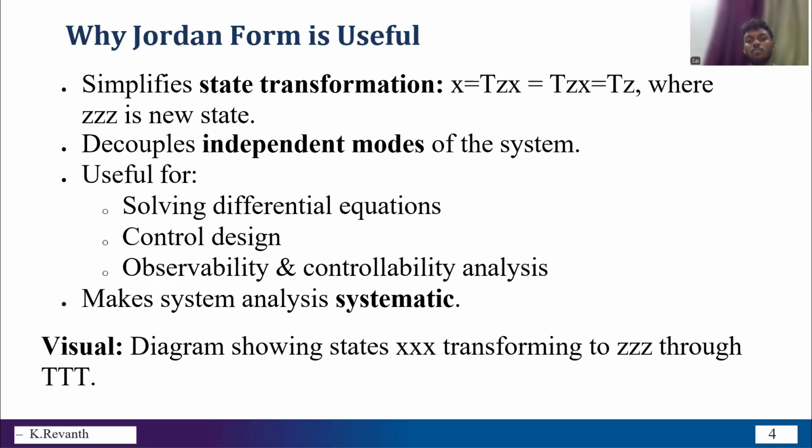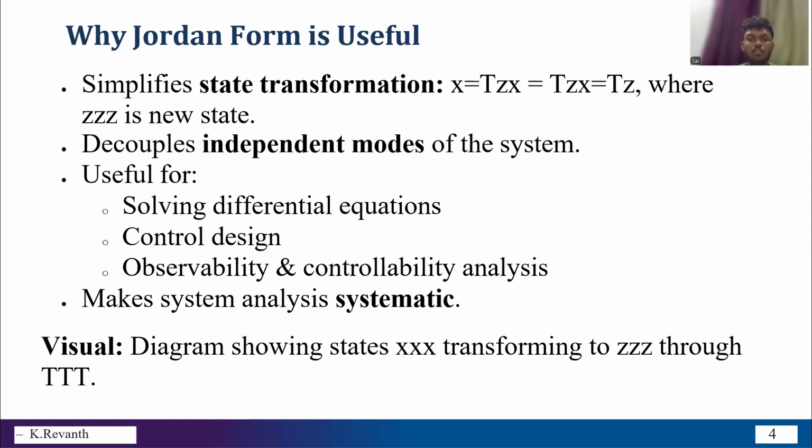Why Jordan form is useful. Now let's see why this concept is so powerful. The main purpose of converting a matrix into Jordan form is to make the analysis of the system much easier. In the original state space, the variables may be mixed or coupled, meaning that a change in one variable might affect all others in complicated ways.